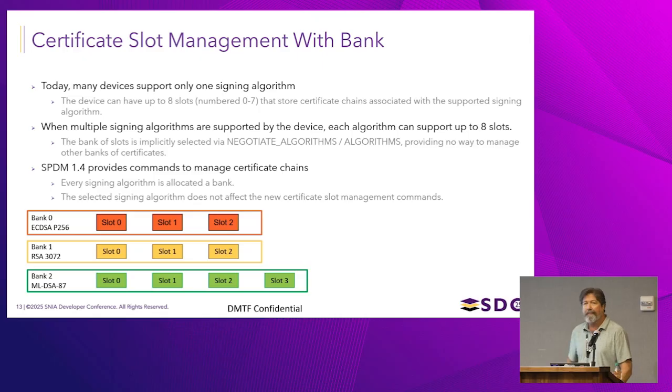So I talked about the banks earlier. What we included, and this was kind of brought up last minute, and luckily Brett largely did the heroics to get bank in there at the last minute. Again, today, not a problem. Most folks, it's just one signing algorithm, right? And a device can have up to eight slots, numbered 0 through 7, where 0 is kind of the device cert and the device signing, to store all the certificate chains associated with any given algorithm.